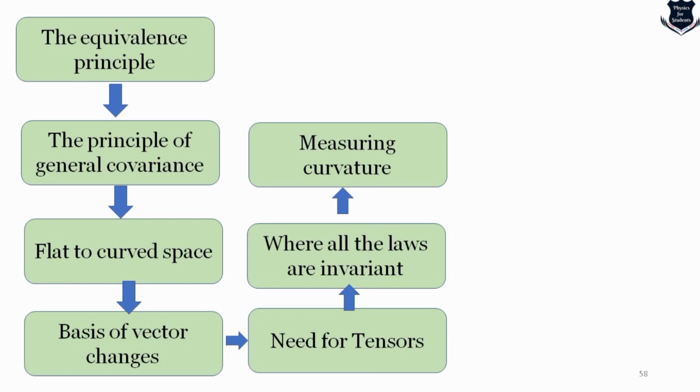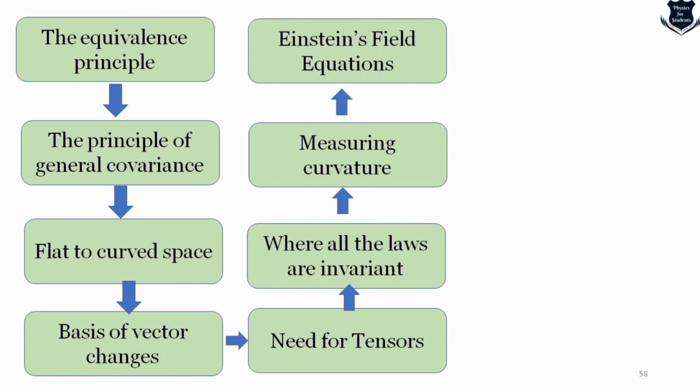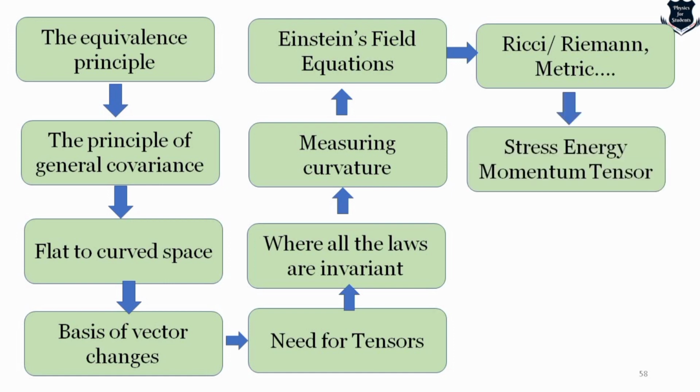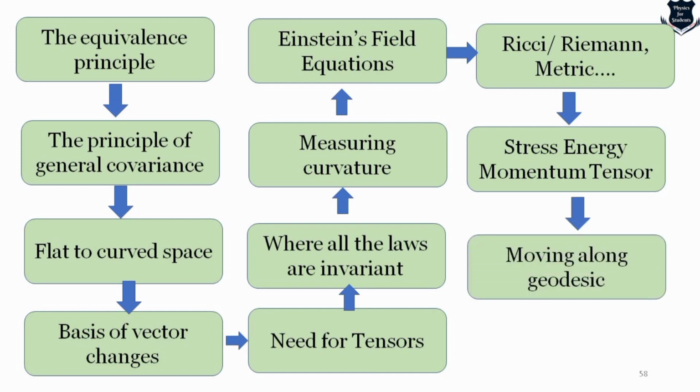And then we moved into measuring curvature using those tensors, right? We need tensors to measure the curvature, which led to Einstein's field equations. And we learned a little bit about the components, not all, the Ricci, Riemann, and the metric. And we understood that the curvature is basically the effect of the stress-energy-momentum tensor, and moving along geodesics at the shortest points. This is not a summary, but a workflow, or rather a thought flow, in which we started with the equivalence principle and ended moving around geodesics.